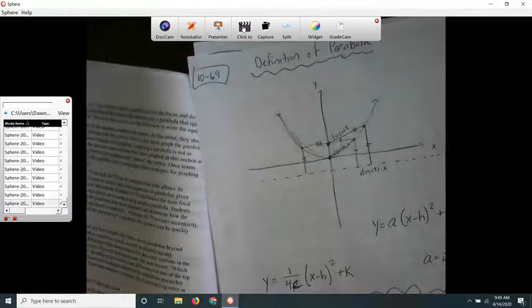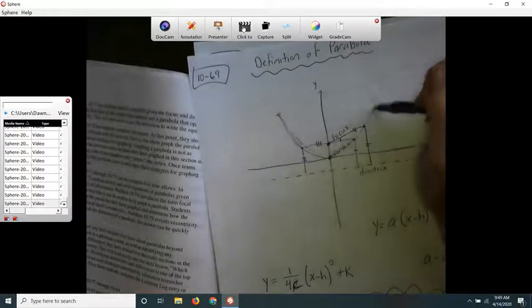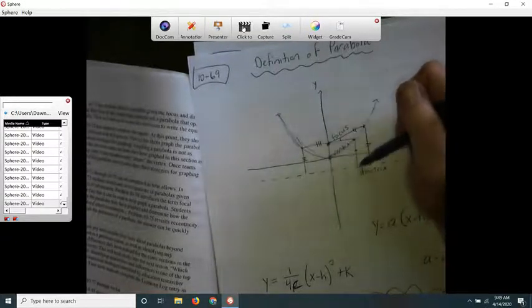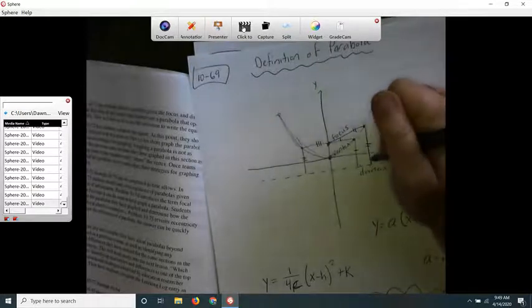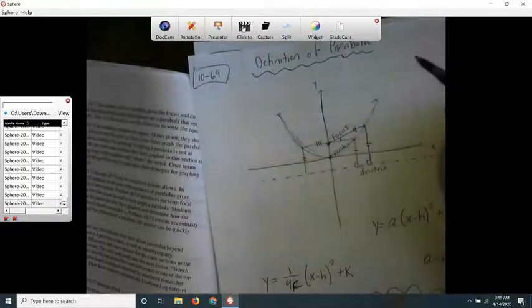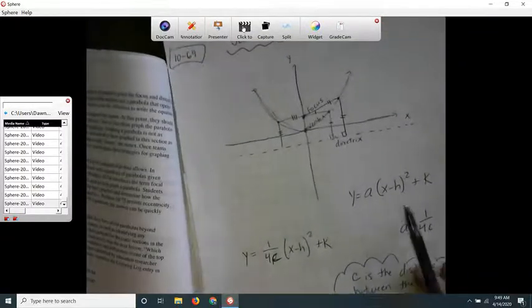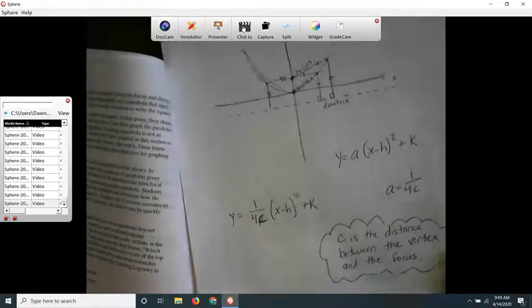It's a set of all points that are equidistant from the focus and the directrix. And you have to make a 90-degree angle, a perpendicular to the directrix. Okay, so that is the definition of a parabola. Oh, and there is something new that you don't know about.